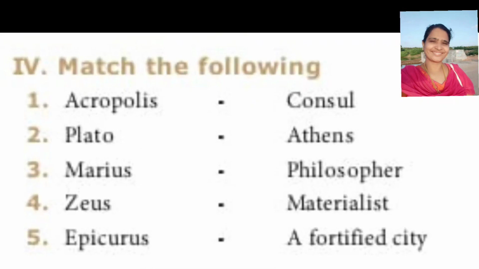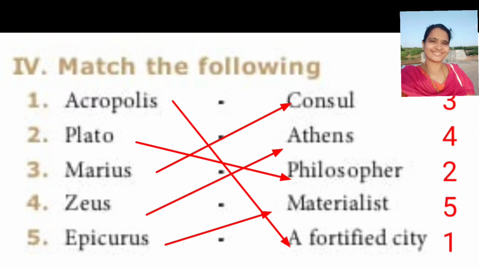So, moving on to fourth Roman number, match the following. So, you have five topics. Acropolis, Plato, Marius, Zeus, Epicurus. So, Acropolis means a fortified city. Plato, he is a philosopher. Marius is a consul. Zeus, Athens. Fifth one, Epicurus means materialist.